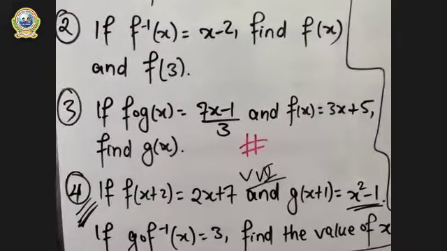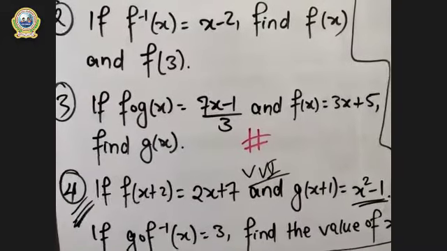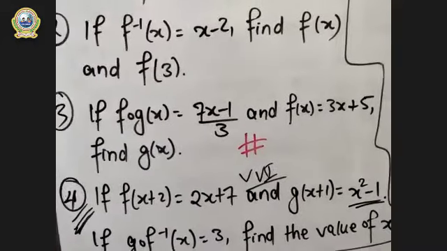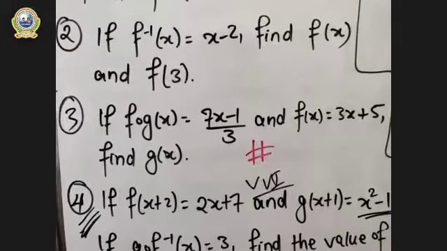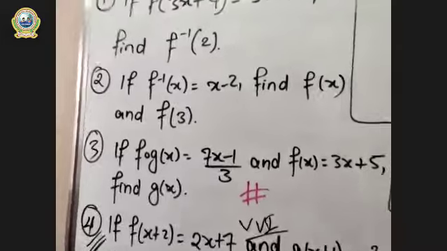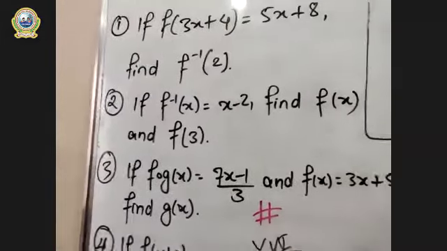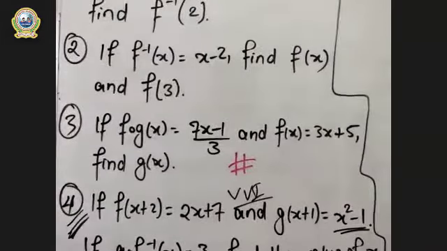Have you copied the question? f of g of x is equal to (7x minus 1) by 3 and fx is equal to 3x plus 5. It says to calculate gx. Are you clear up to this? So let's write the given first. This is a very simple question. This is question number 3, okay?